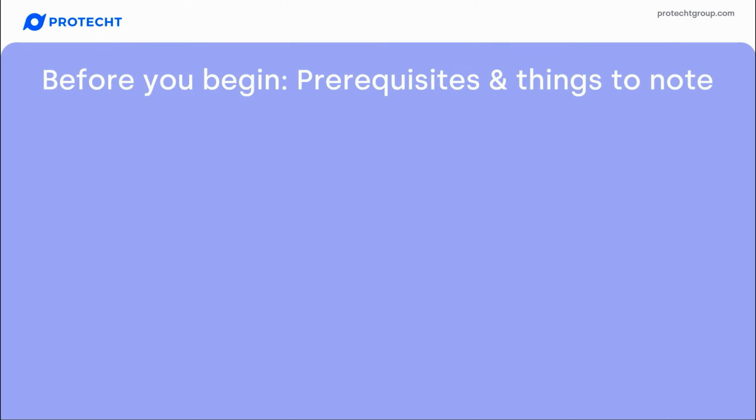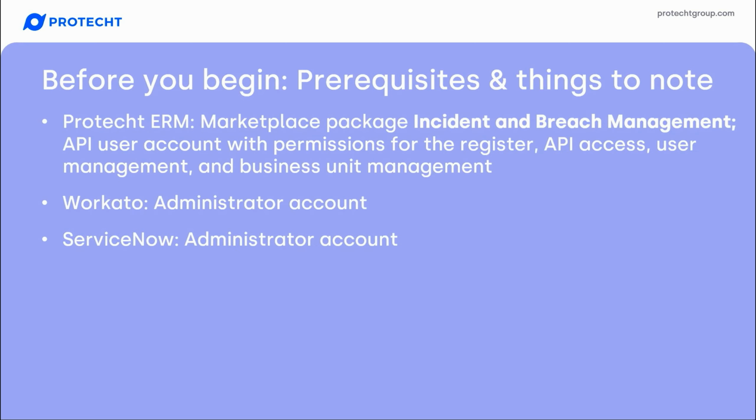So before you begin, there are a few prerequisites and things to note. This content is provided to help technical users implement integrations using RESTful APIs and an iPaaS platform. To effectively use this material, you will need administrator level access and skills in Workato, ServiceNow, and Protecht ERM. In Protecht ERM, you'll need the Marketplace package, Incident and Breach Management, as well as an API user account with permissions for the Incident and Breach Management Register, User Management, and Business Unit Management, and API access. More information on all of that is available in our help.